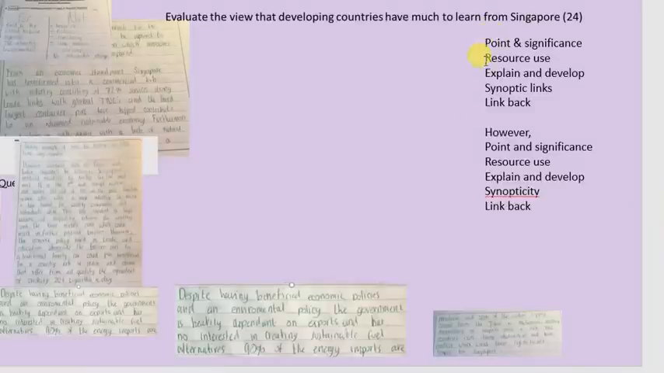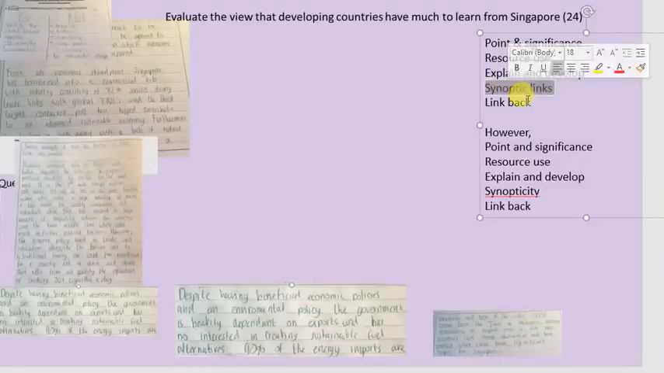So remember, I'm looking for this kind of structure. After you've done your diffel, point and its significance. Resource use, explain and develop. Synoptic links, could be a player's action, futures and a parallel example, could be a concept and a parallel example, could be a model, theory and a parallel example. So you could get 2 or more examples into that bit. Then link back and make sure you answer the question.